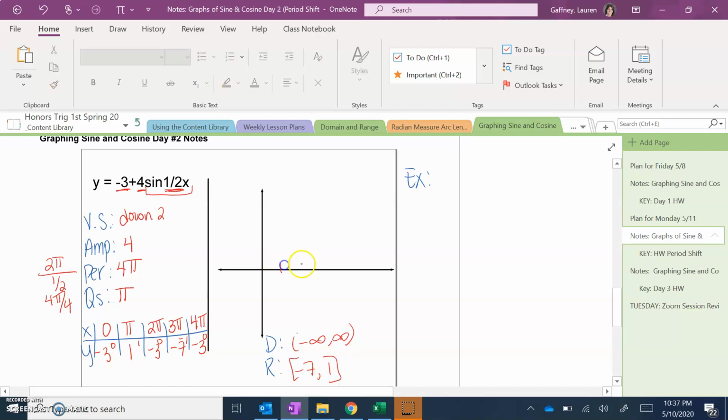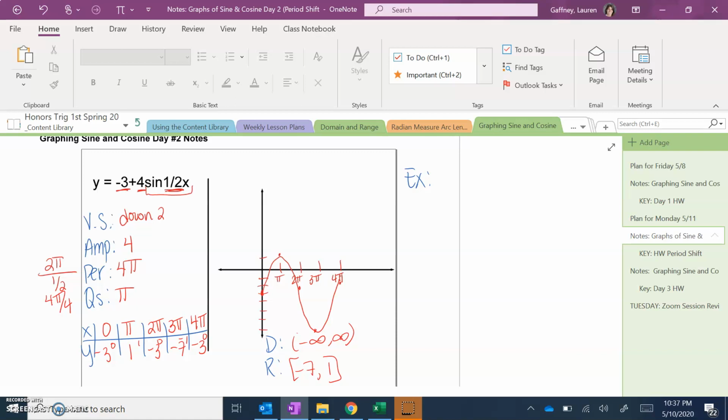Okay, so let's go out to 4 pi. So at 0, we're at -3. Pi, we're at 1. 2 pi, -3. 3 pi, -7. And back at -3, connect that with a smooth curve. So that's what one cycle of this graph should look like.